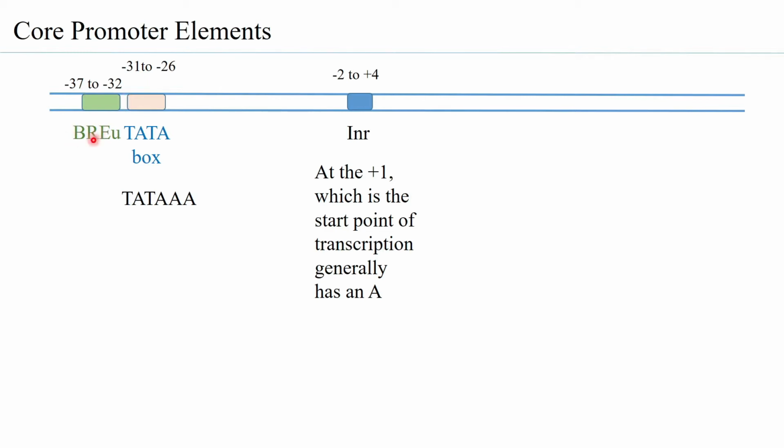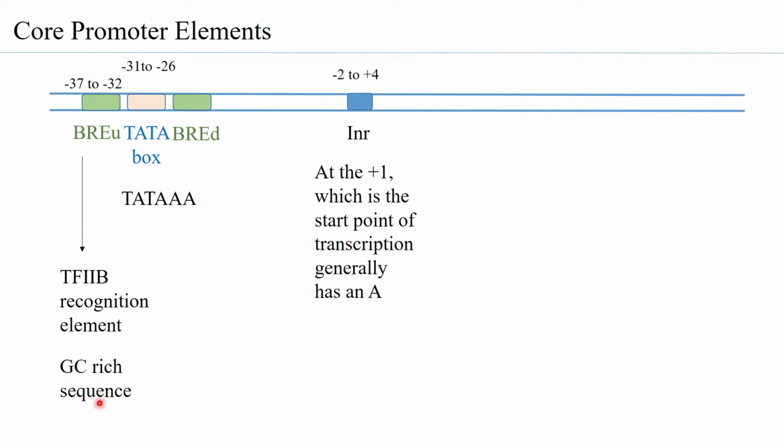Now, before we go into what the BRE is, please understand that in many core promoters, one also has a BRE element just downstream of the TATA box. So you can have a BRE element upstream of the TATA box, and one downstream of it. These BRE elements are able to bind to transcription factor 2B. Interesting also to note is that, unlike the TATA box, which is an AT-rich region, the BRE is a GC-rich sequence.